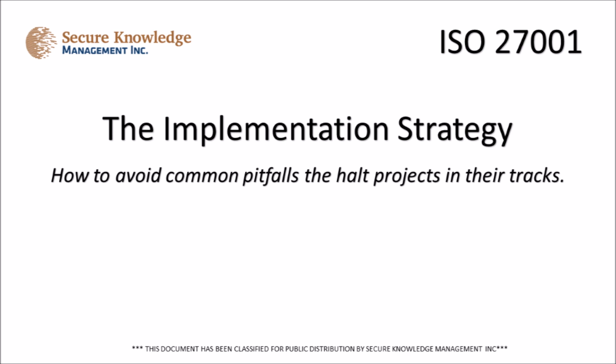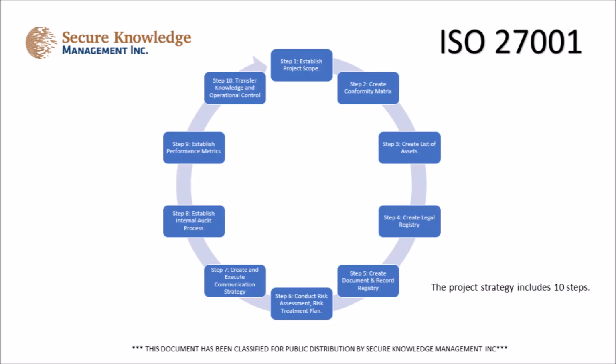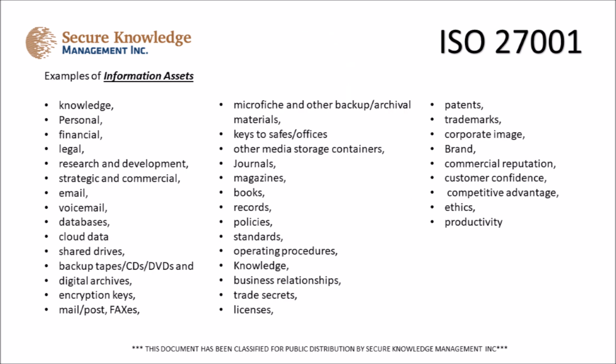Our approach to ISO 27000 implementation consists of the following strategy. There are 10 steps within our strategy, and today we're going to be talking specifically about one. The area is scoping, and we're going to go over a number of different areas that will prove beneficial to your project. Before implementing ISO 27001, you need to have a good handle on what information assets are and what they look like. Here's a list.